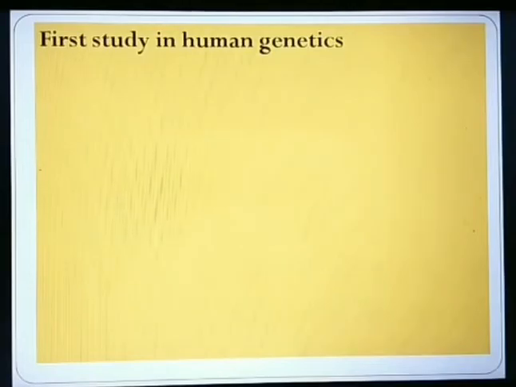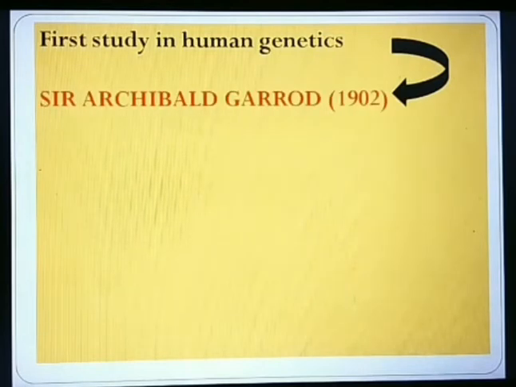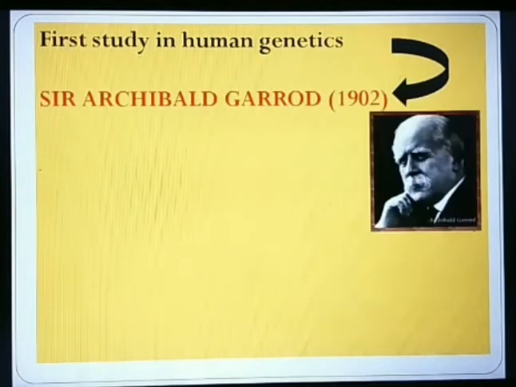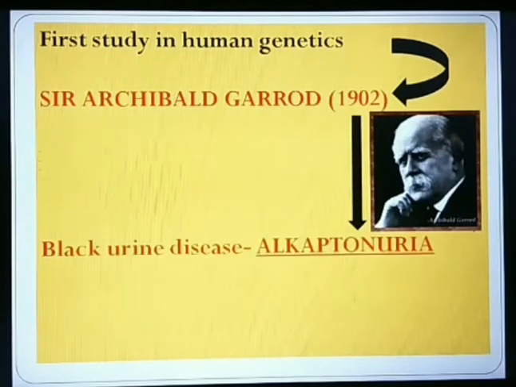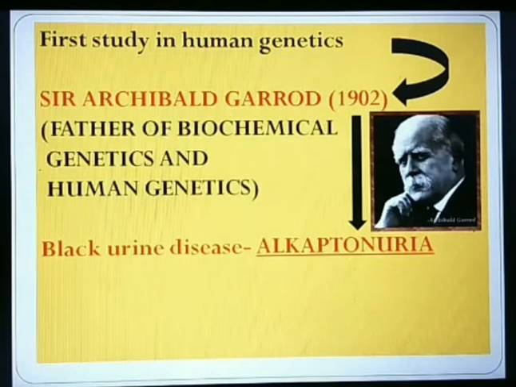The first study in human genetics was carried out by a British doctor, Sir Archibald Garrod, in 1902, and he discovered the black urine disease called Phenylketonuria. This was the first study of inborn error of metabolism and biochemical genetics. Therefore, Sir Garrod is popularly known as the father of biochemical genetics and also the father of human genetics.